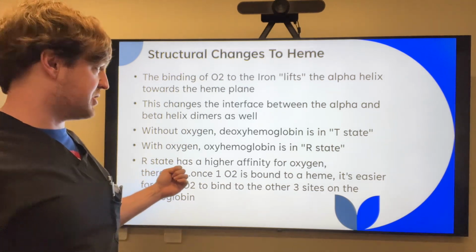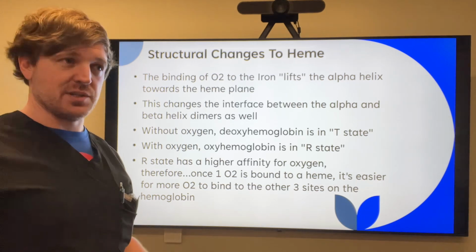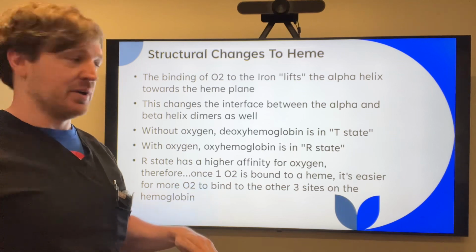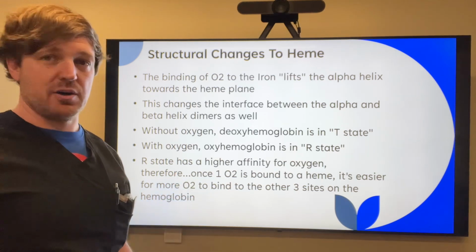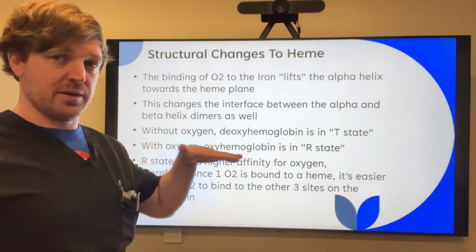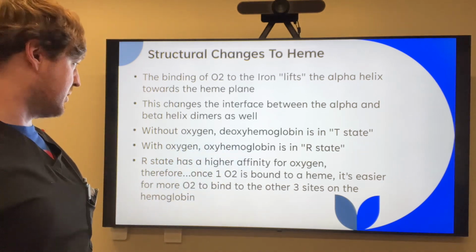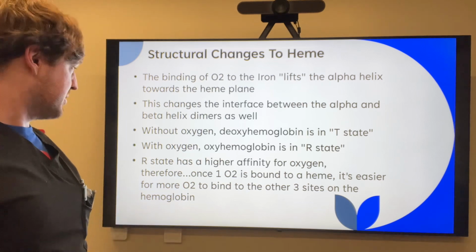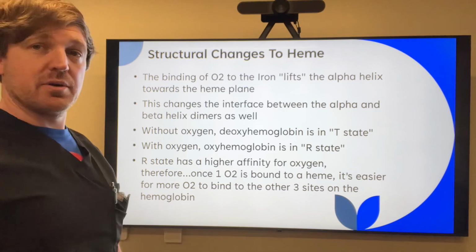So without oxygen, it's deoxyhemoglobin, and that's in the T state, which is with that ferrous iron a little bit lower. And then with oxygen it's oxyhemoglobin, and that's in the R state, with the iron lifted a little bit into that heme plane. And like we already said, the R state has a higher affinity for oxygen, and we already covered that part.